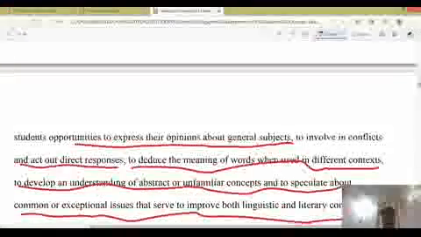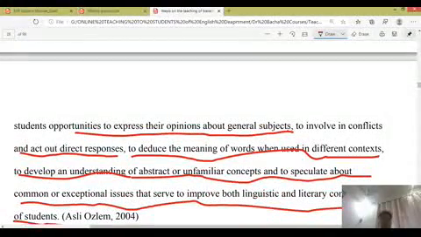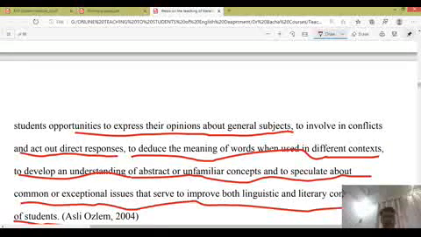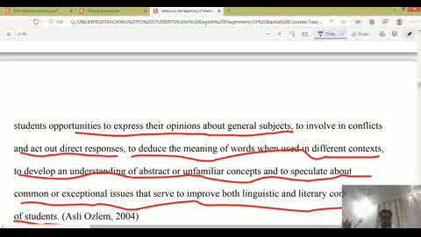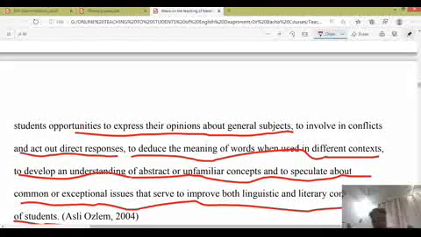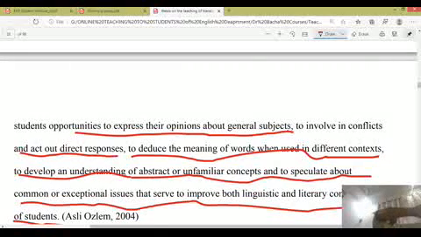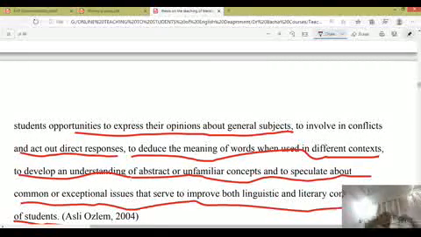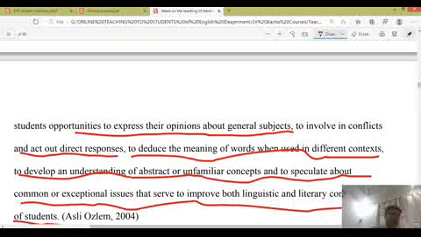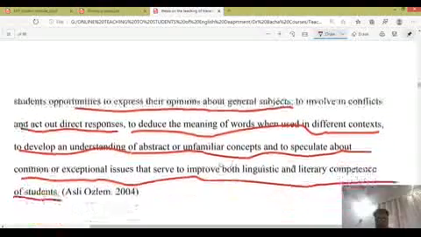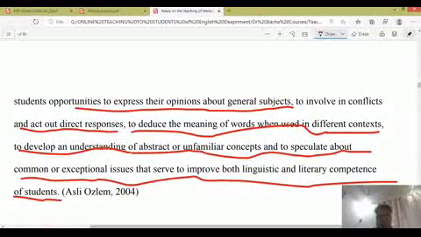It will give students opportunities to express their opinions about general subjects, to get involved in conflicts and act out direct responses, and to deduce the meaning of words when used in different contexts. Deduce meaning means you have to infer, you have to take meanings out of that particular text. You look at that, and different students come up with certain meanings when used in different contexts.